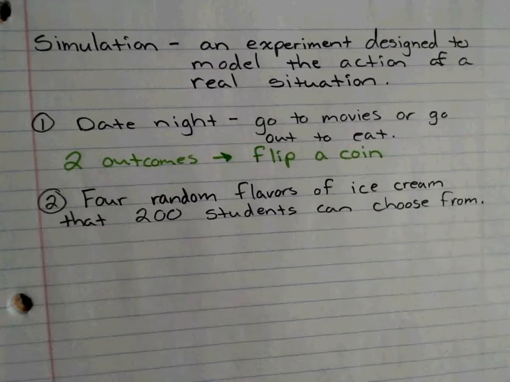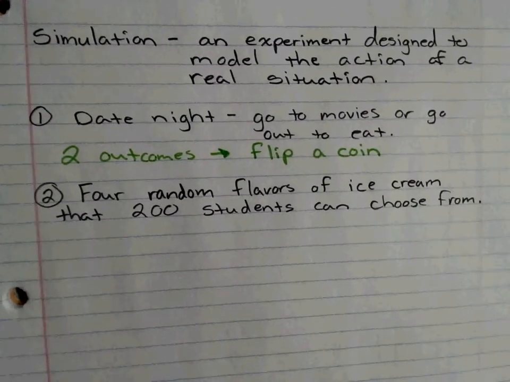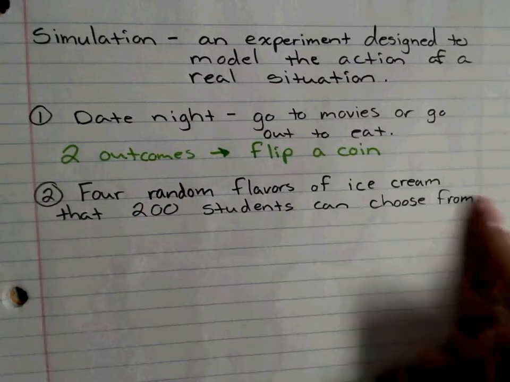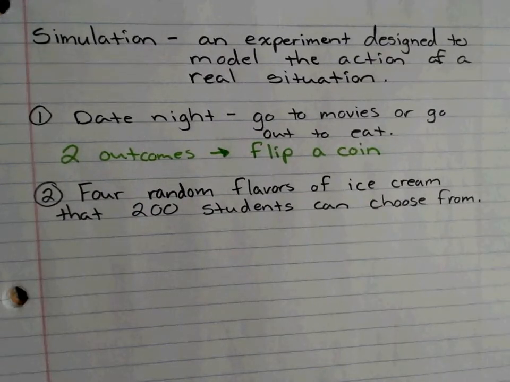So here we're given 2 different numbers. We're given the number 4 and we're given the number 200. Both of those numbers represent something. Which one of those numbers represents a number of outcomes? 4, right? Outcomes meaning choices. So we have 4 choices.